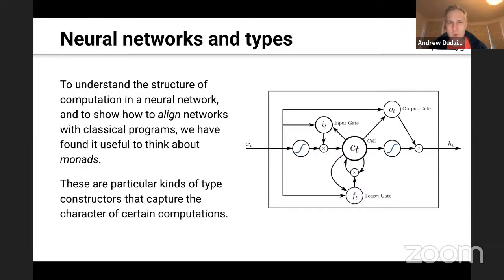We've found this to be a good way to abstractly capture what's happening in a computation. And one way that's important is to align it with something classical. If you want the network to be able to perform some classical function, then it's good to know what structure exactly it should have in common.